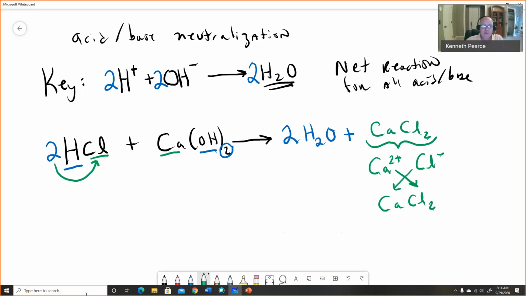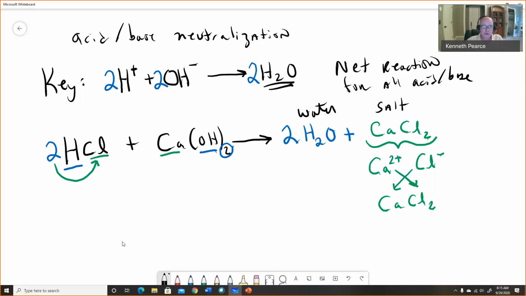So balancing acid-base neutralizations is actually pretty straightforward once you realize that the key to it is that the hydrogens, the H pluses, have to equal the hydroxides, the OH minus, and you produce a water. And so if you have 1 of each, you produce 1 water. If you have 2 of each, you produce 2 waters, and so forth. And then let's not forget that you also have to take care of the resulting salt. So the result of any acid-base reaction, the products, is water plus a salt.